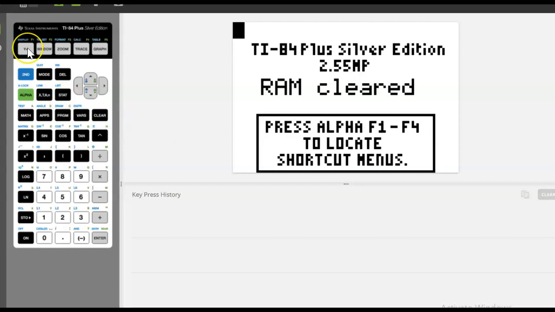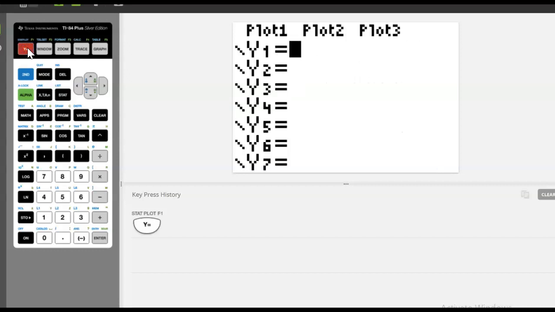So we'll go to y equals, which is in the upper left corner, right under the graphing screen. And we are going to just key in the function, which was 30.